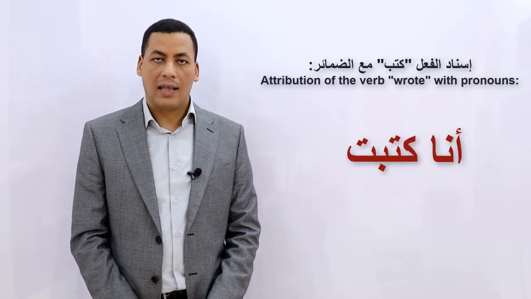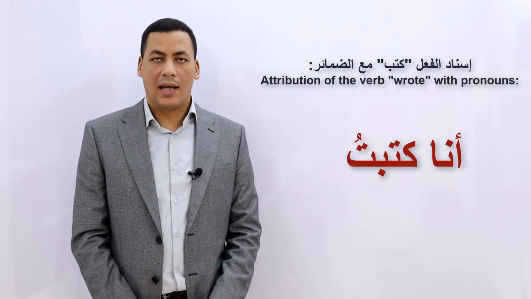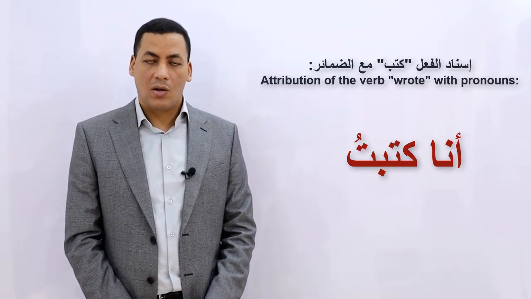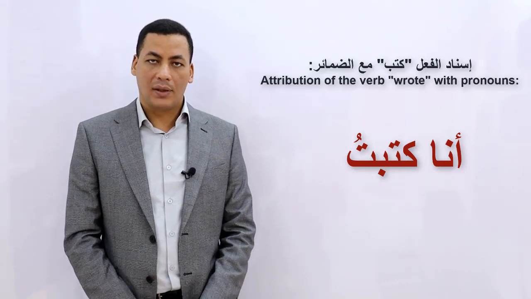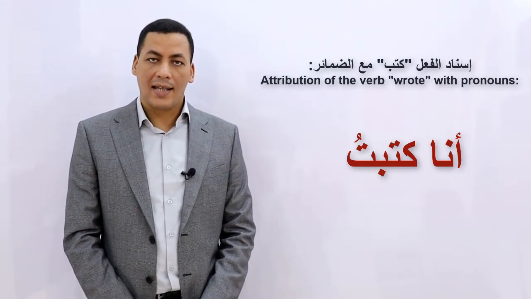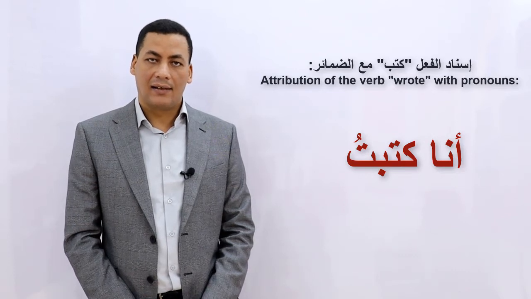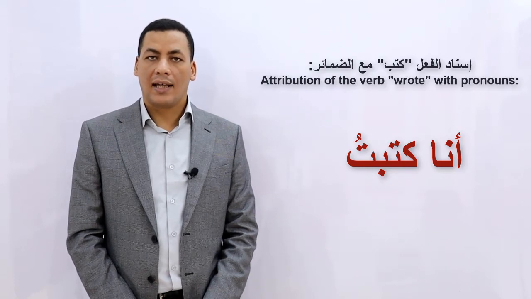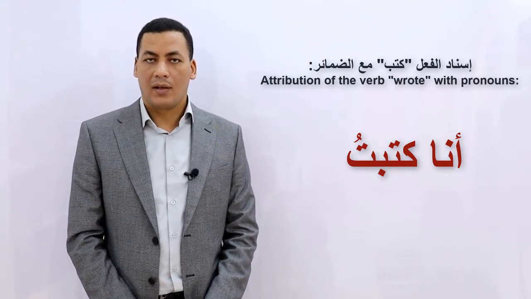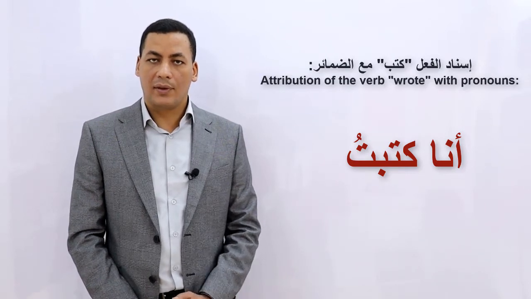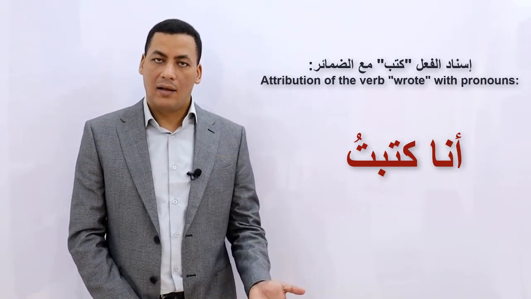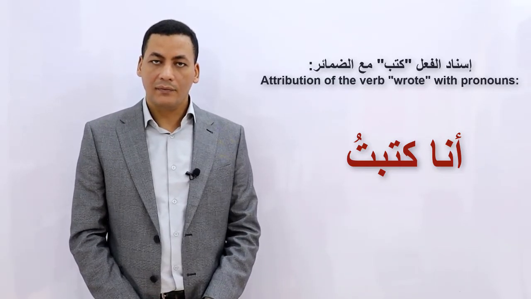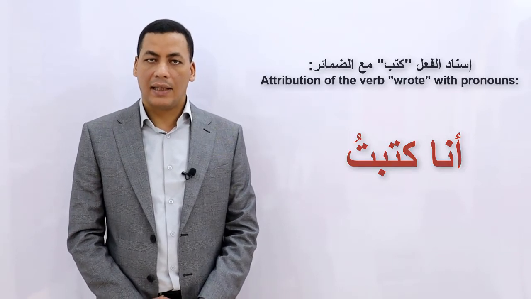أنا كتبت. As you might notice, we kept the same body of the verb and we just added this extra ta. كتبت. I wrote. So we always keep the same body and we add this extra letter, this suffix. So أنا كتبت.